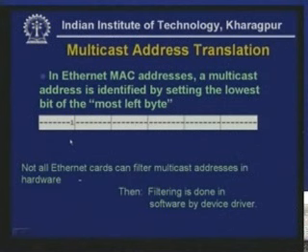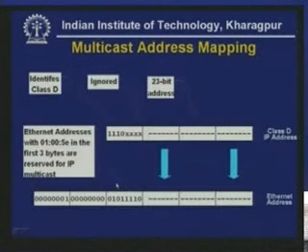multicast address. Unfortunately, not all Ethernet cards can filter multicast addresses in hardware. If it cannot be done in hardware, then filtering is done in software by the device driver. So you accept the packet and then do the filtering: if it is multicast and if you are a member of the group, then accept it. And this is how the mapping is done.